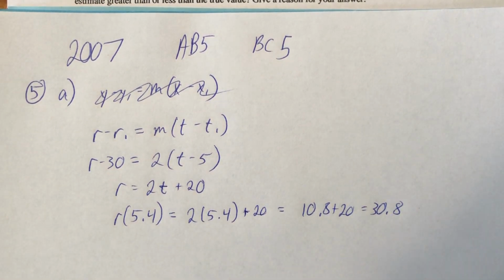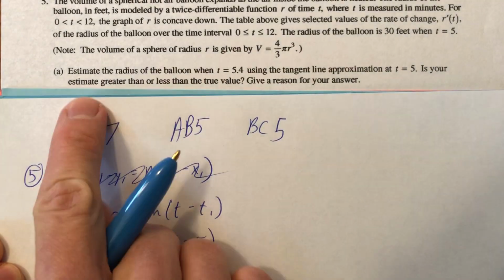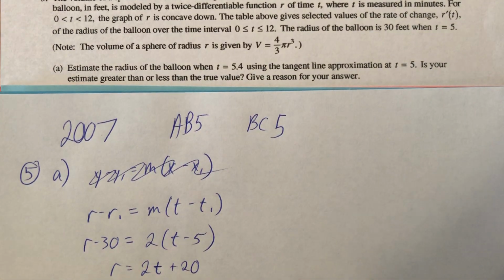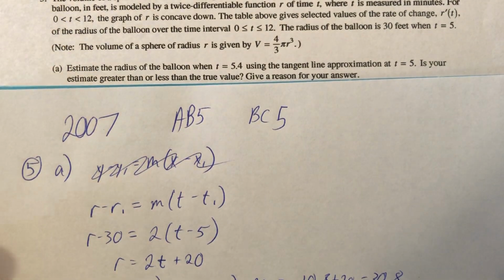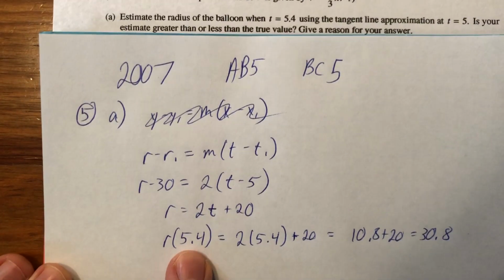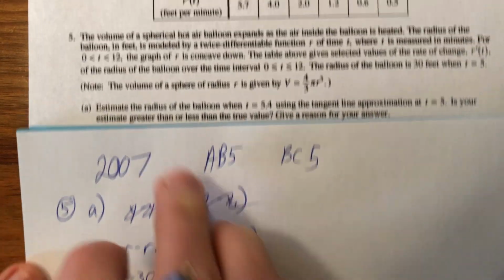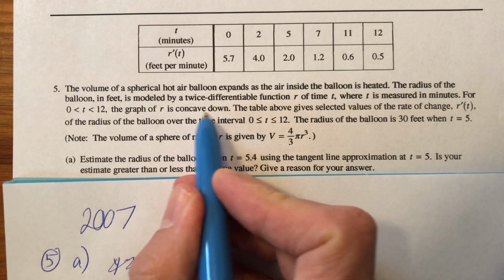Now, we still haven't finished answering the question because they said, is your estimate greater than or less than the true value? Give a reason for your answer. So now we've got to think about, is it greater or less? And your thought might be, well, I don't know the actual value at 5.4. And that's okay. You don't have to. And here's why you don't have to. So much information in this paragraph. But here it is. It's concave down.